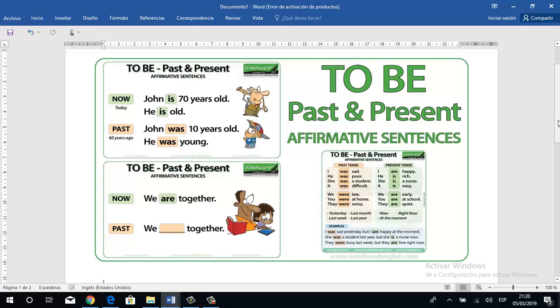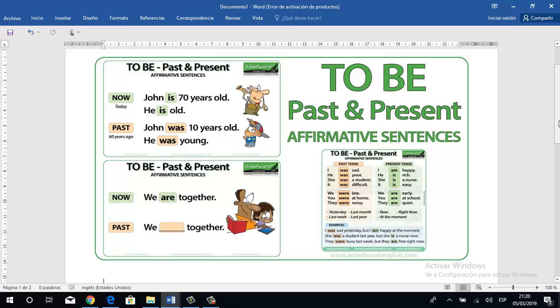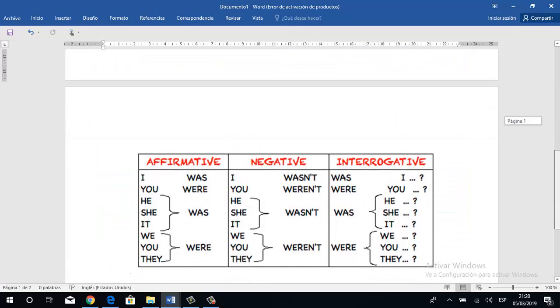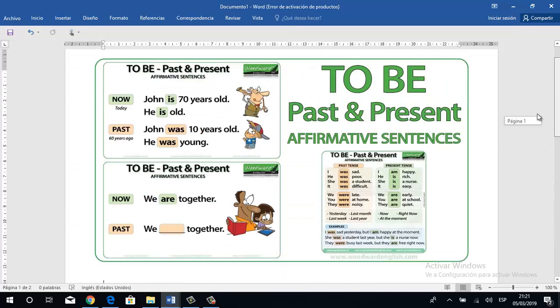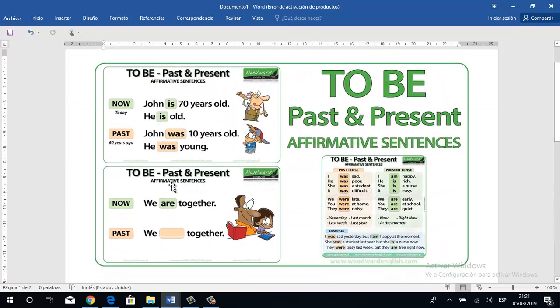The first thing you have to remember is that when you work with the verb to be, you have almost something like here or something like that. Well, let's start with this first part: the verb to be, past and present. First we need to learn how to make affirmative sentences, then negative, then the questions. So everything is simple.